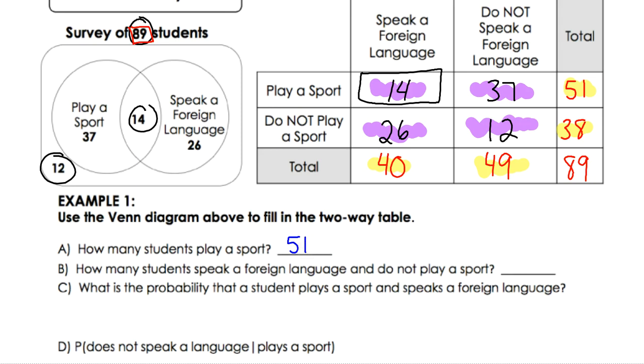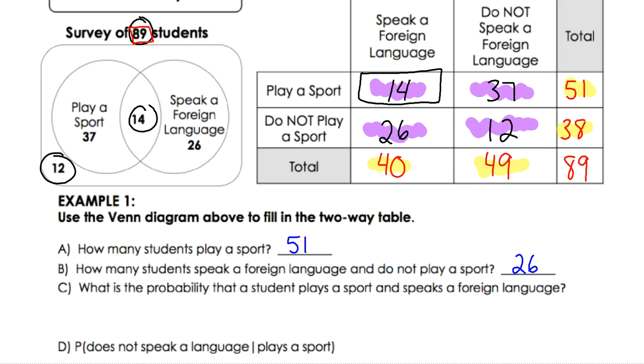That would be our marginal frequency there. For part B, it says how many students speak a foreign language and do not play a sport. So for this one, we're asking where those two things come together. So that would be a joint frequency. If we go to speak a foreign language and then down to do not play a sport, there's 26 students in that category.